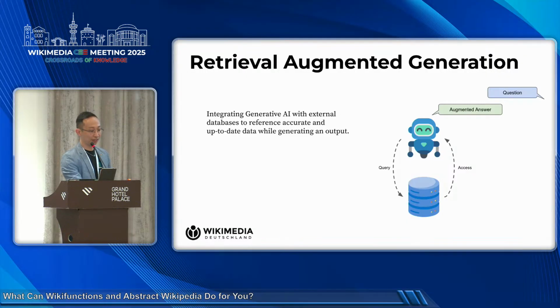So the use cases of vector databases, if you ask us, why do we invest this kind of resources into building something like this, right? It's because of retrieval augmented generation. I'm sure all of you who go to different conferences, events, or even team meetings in your various workspaces will hear this term called RAG, R-A-G. So what is RAG? RAG means retrieval augmented generation, integrating Gen AI with external databases to reference accurate and up-to-date data while generating an output.